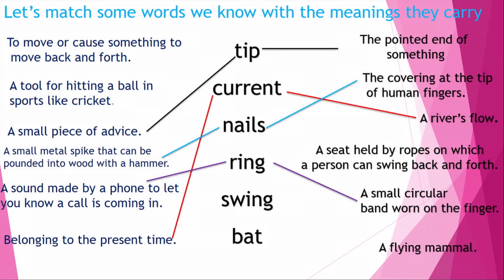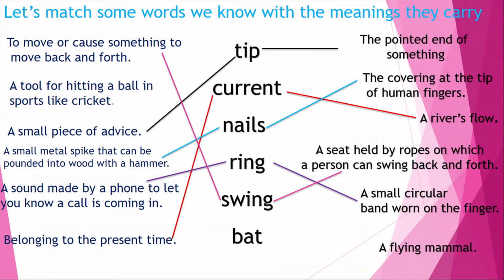Second to last one now, swing. A seat held by ropes on which a person can swing back and forth. So a swing set, that's the kind of swing they're talking about. And it goes back and forth as you sit on it and build momentum. And the next one, to move or cause something to move back and forth. So you have the action and you have the thing, right? So you're swinging your hand or you're swinging on the swing, and then the swing itself is another one.